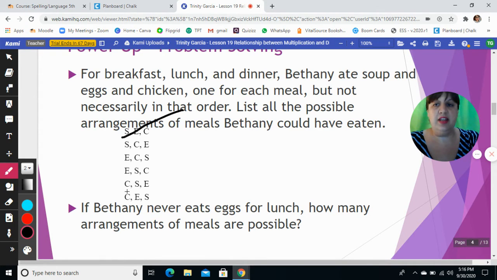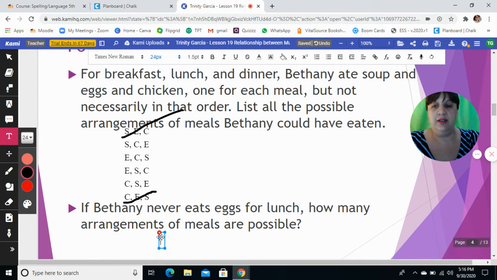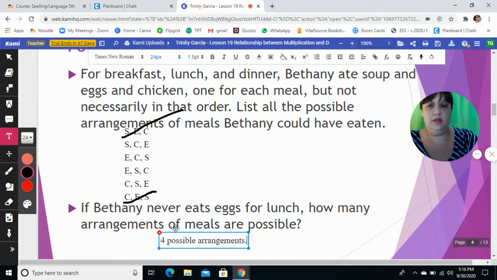So we put a line through that one and a line through that one. How many are left? 4, right? 1, 2, 3, 4. So then at the bottom, you would write 4 possible arrangements. Great. All right. Good job.